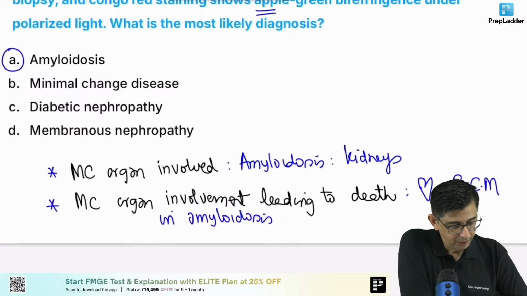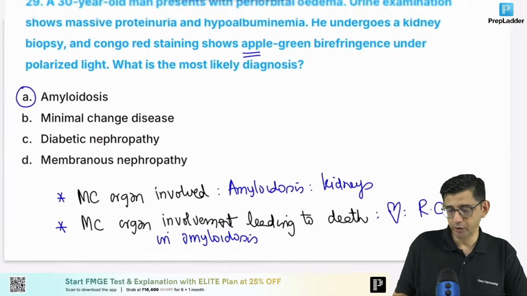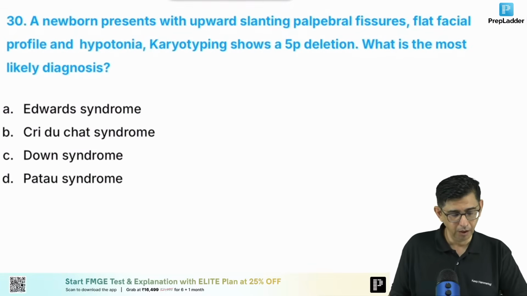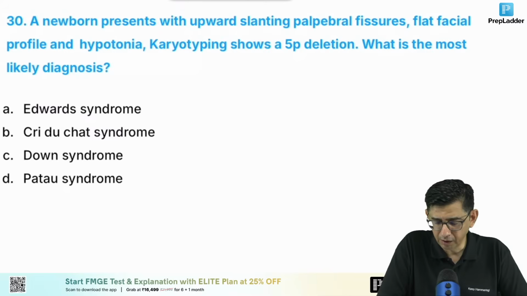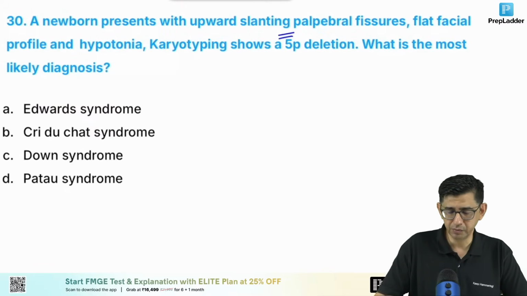Okay. The correct answer for this question is option number A. And then I've given you 2 more additional questions on this topic. So I think we are sorted for this one. Moving to the next one, we have a phenotype of upward slanting palpebral fissures with hypotonia.